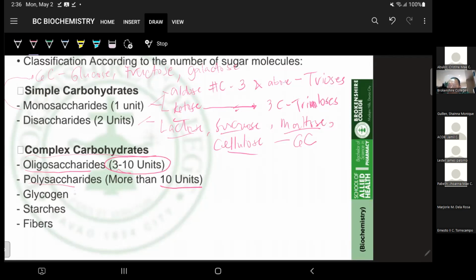You have your stored sugar, which is your glycogen, and also your starches. At the same time, we have also our fibers. Those are our examples under complex carbohydrates. Later on, there will be a discussion on what the examples of our oligosaccharides are.